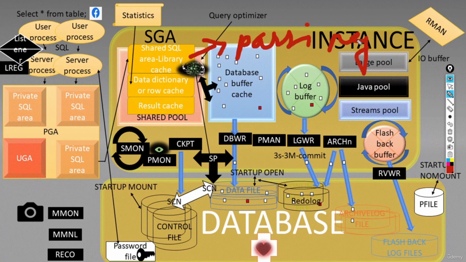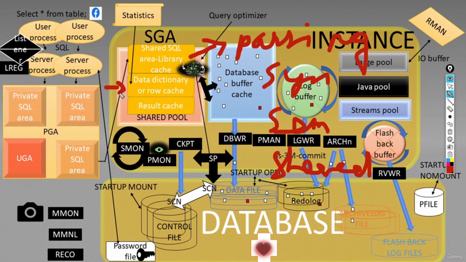Parsing means checking the syntax of the SQL statement, checking if the table exists inside the database or not, and whether the user has permissions to access the table or not. All this information will be checked inside the library cache. They are the syntax check, semantic check and shared pool check.